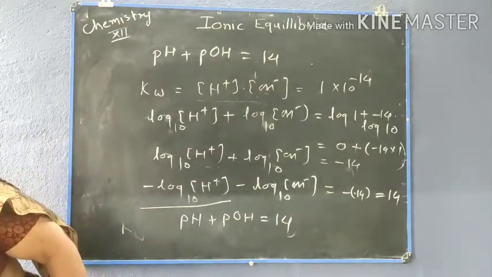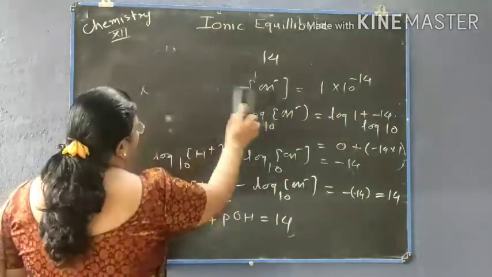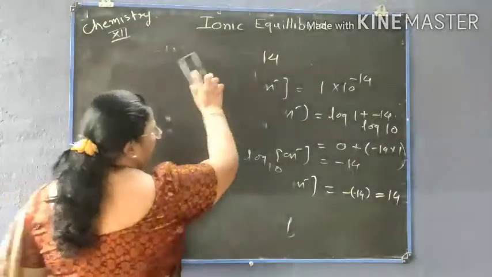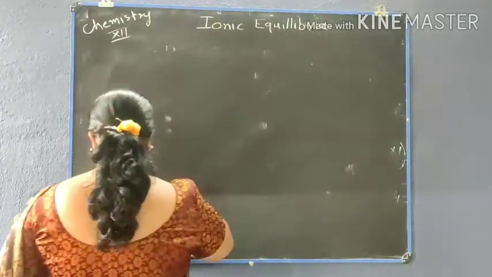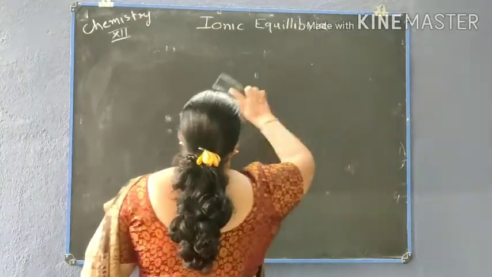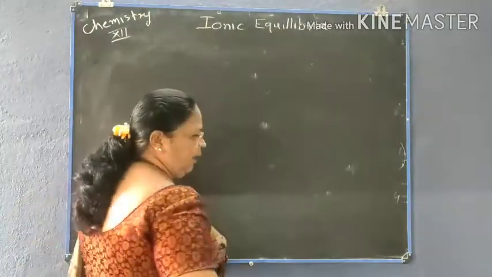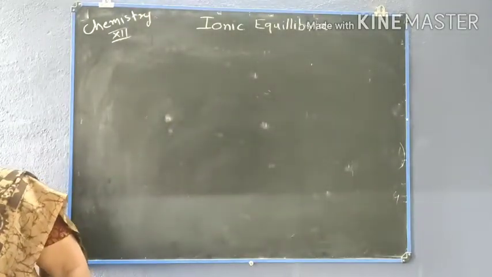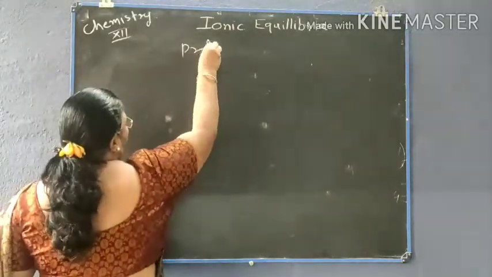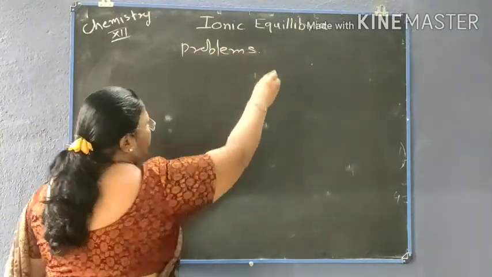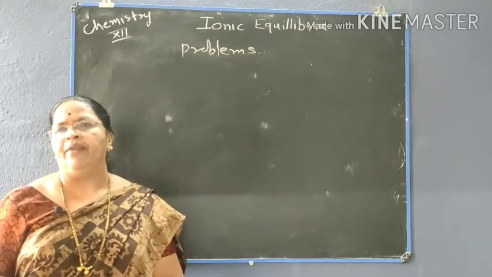So mainly we have seen Ka, the dissociation constant for the weak acid, Kb, the dissociation constant for the weak base, and Kw, the ionic product of water. In the last lecture we saw Ostwald's dilution law for weak electrolytes such as weak acids and weak bases. Now we will see some problems based on Ka, Kb, and alpha, the degree of dissociation, as well as Kw.